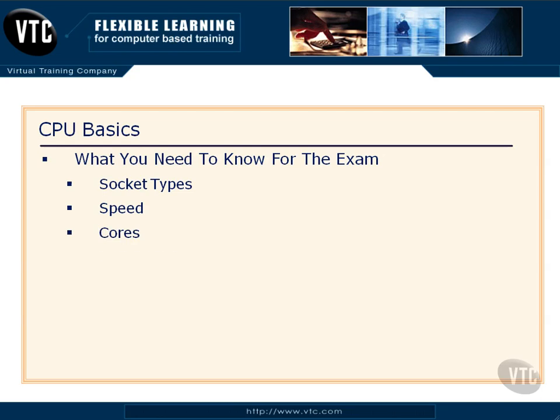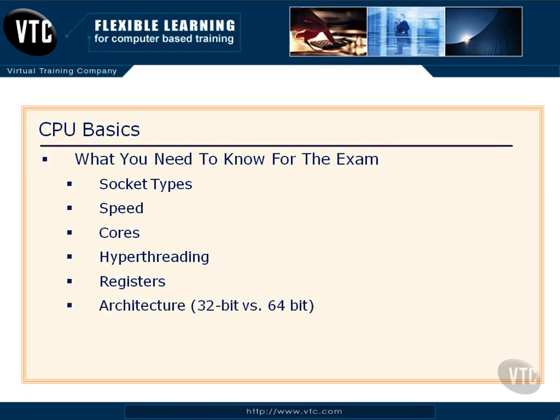The cores, how many processors are actually there. Hyperthreading, this is a functionality the processor does to give us speed. Registers, this is a memory aspect of CPUs. Architecture, 32 or 64-bit, we'll talk about that. An integrated GPU, and then CPU cooling.